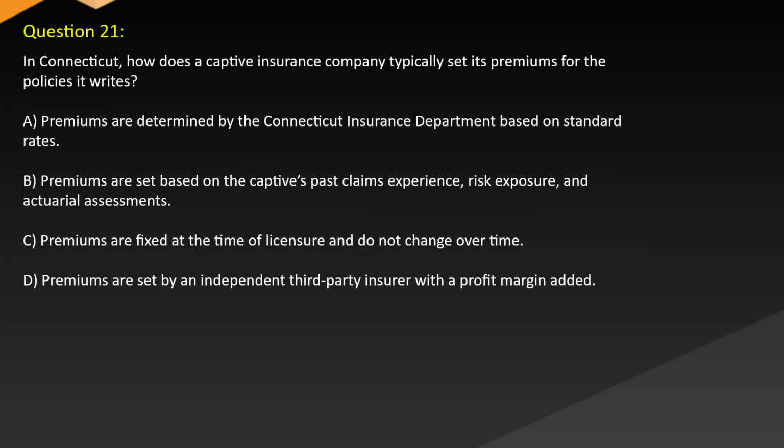Question 21. In Connecticut, how does a captive insurance company typically set its premiums for the policies it writes? A. Premiums are determined by the Connecticut Insurance Department based on standard rates. B. Premiums are set based on the captive's past claims experience, risk exposure, and actuarial assessments. C. Premiums are fixed at the time of licensure and do not change over time. D. Premiums are set by an independent third-party insurer with a profit margin added.